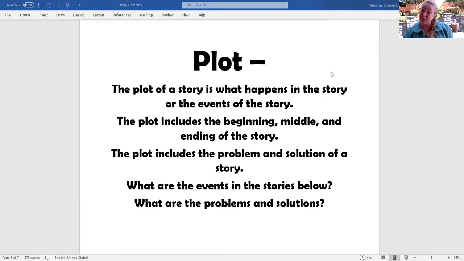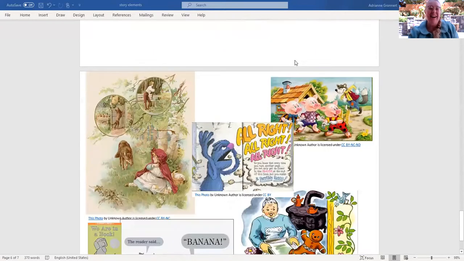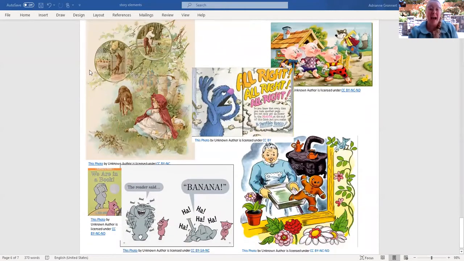Think about the stories in the pictures below. What are the events in those stories? What are the problems and solutions? Let's take a look. Okay, so we have Little Red Riding Hood.